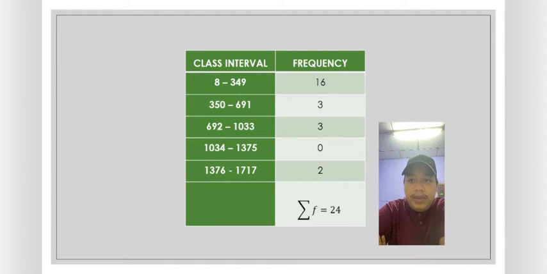I would like to discuss class interval. This is my class interval and frequency. It is a useful rule for determining the number of classes. In brackets is the K rule, such that 2^K is greater than n.